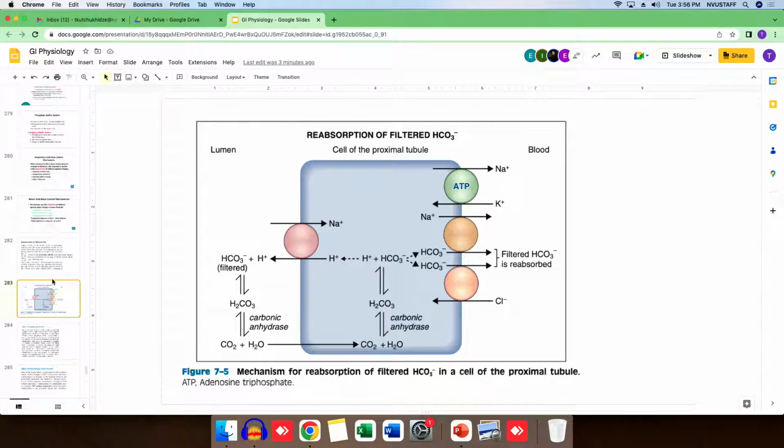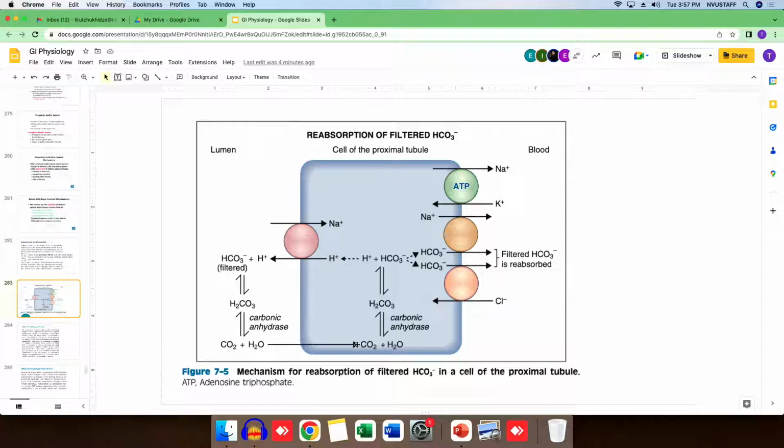Do you want me to paint it one more time, or will we go through it here? Okay, so normally we have the release of protons into the lumen through the sodium-proton exchanger, right? And in the lumen the proton combines with the bicarbonate that has already been filtered. We have H2CO3 created, and by the brush border carbonic anhydrase we get CO2 and water.